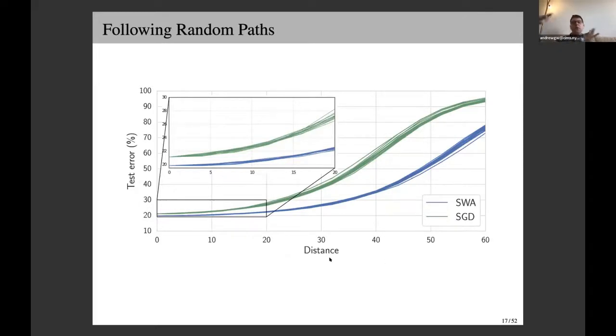If we walk away from each solution in random directions, the SGD and the SWA solutions, what we find is that we have to walk much further to increase the test error by a certain amount from the SWA solution than we do from the SGD solution. So this means that in random directions, the SWA solution is a lot flatter than the SGD solution.